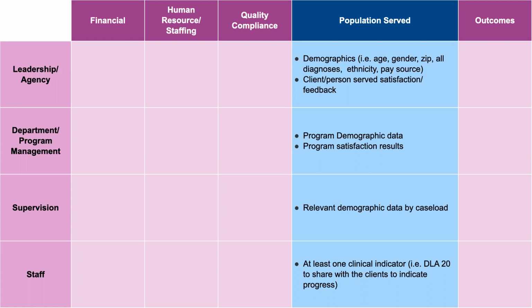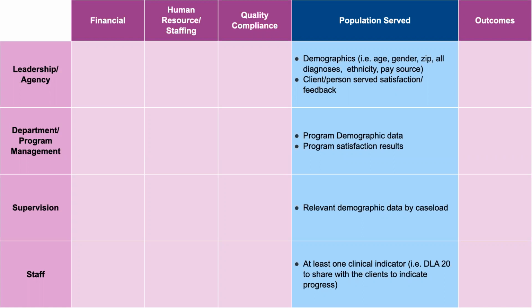In addition to the demographic data, it's also important that individual staff have at least one clinical indicator. And when I mean clinical, I mean anything to do with the services we provided. I've given an example here of one of the major clinical indicators, the DLA-20, which attempts to measure people's functional improvement.